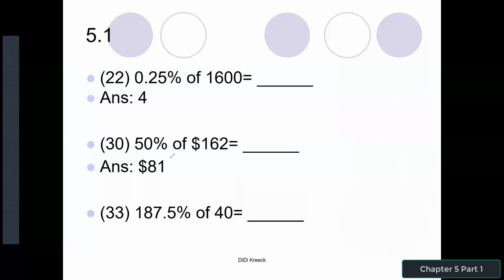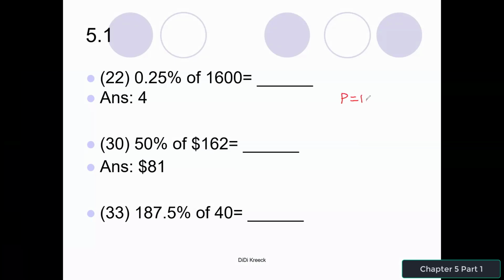187.5%, and I have 40. Okay, so this is another example where the percent is given, the base is given, and we need to find the amount. So here we have percent equals 187.5%, and then the base is 40. Okay, we need to find the amount. Then we know amount equals base times percent. Before we compute, we need to convert this into decimal.